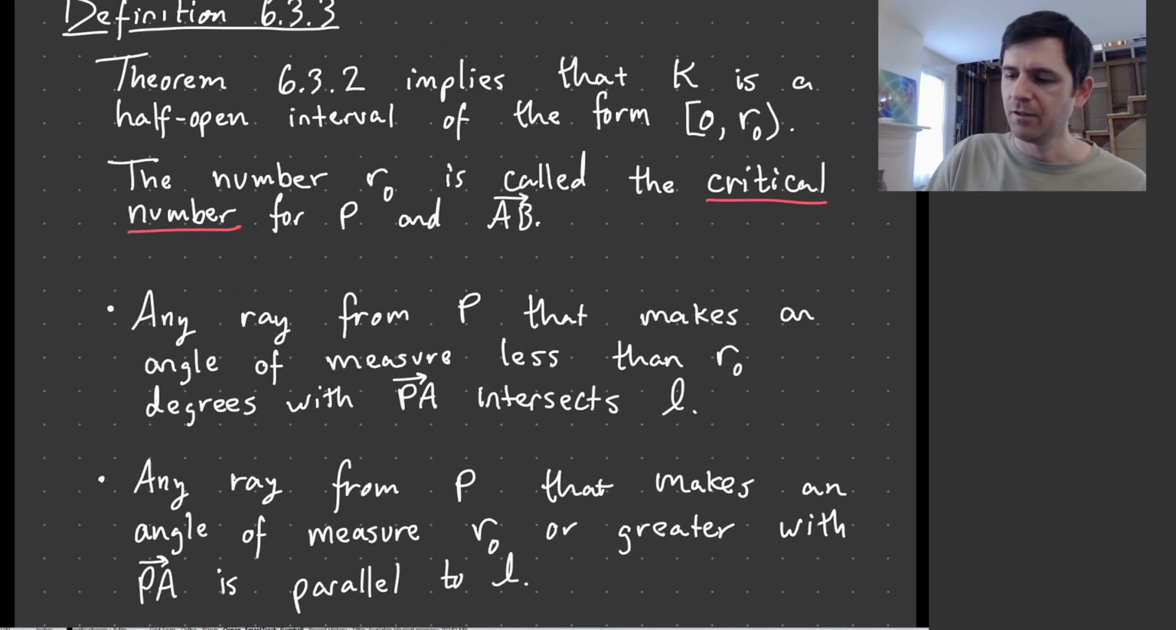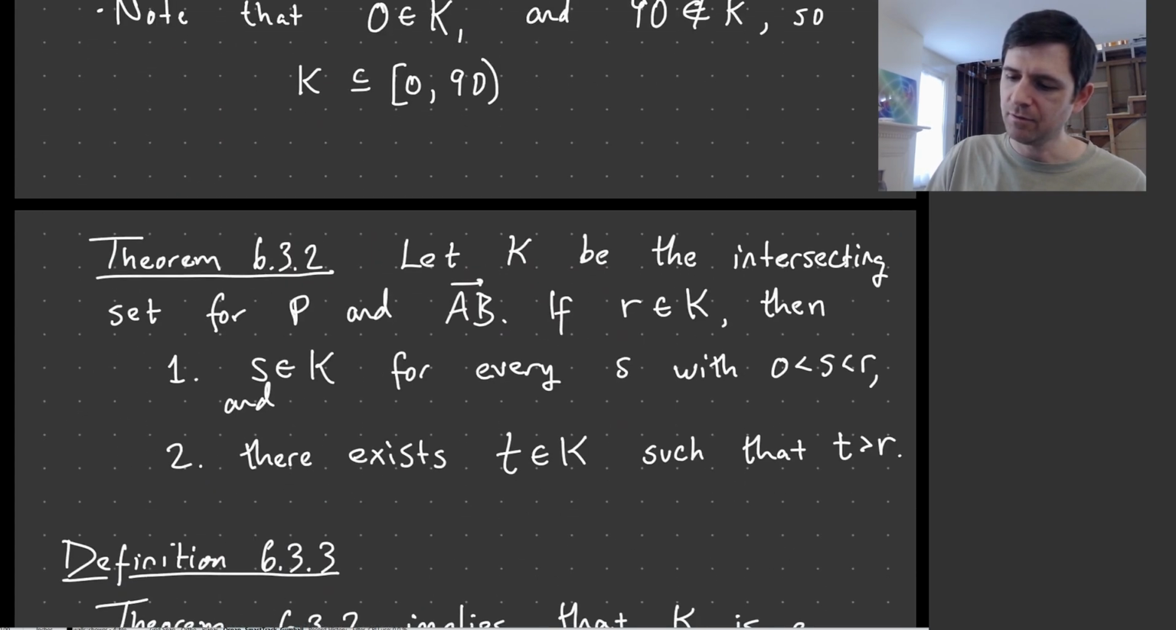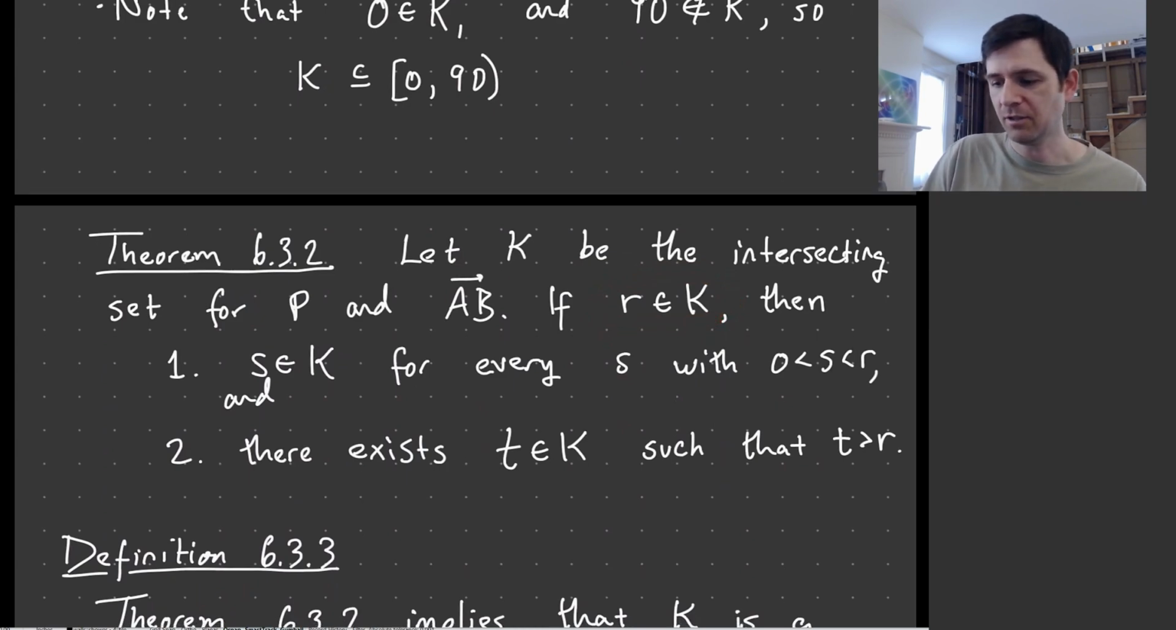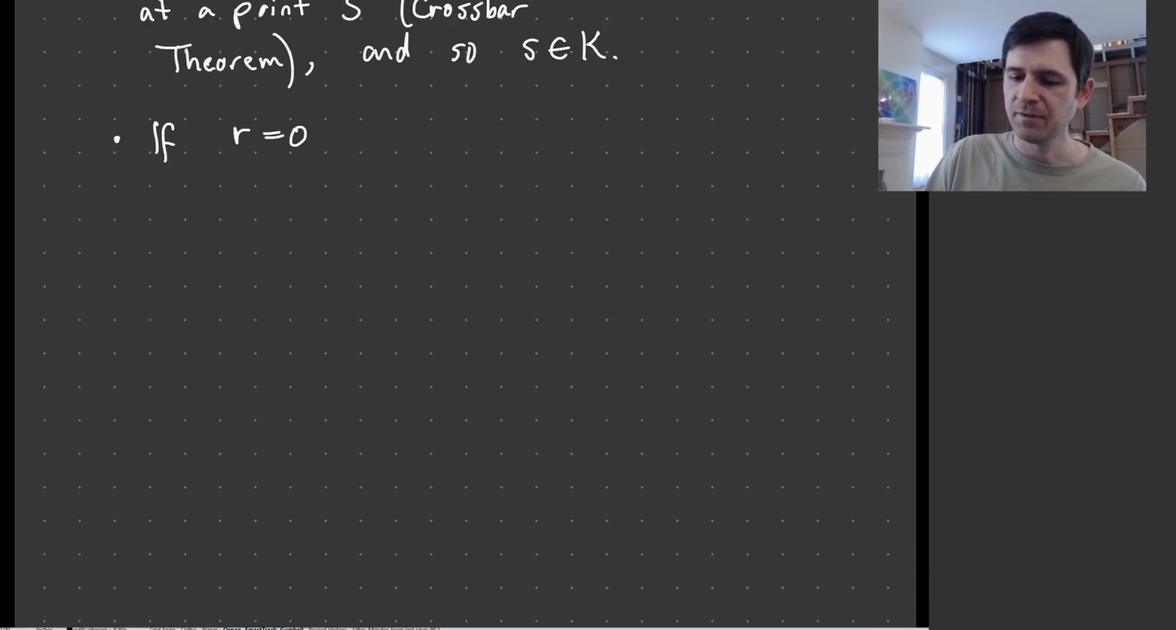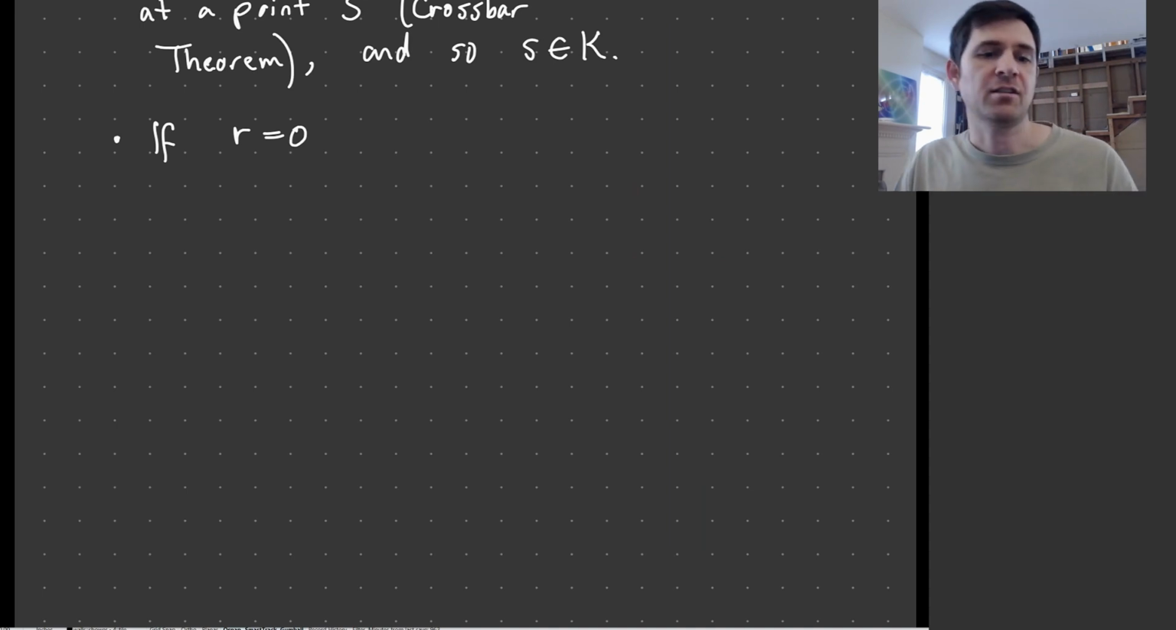So here, it's not assumed that R is not equal to 0. Right? R is just something in K, 0 is in K, so we need to consider the possibility that R is equal to 0. Of course, that's going to be easy to deal with.